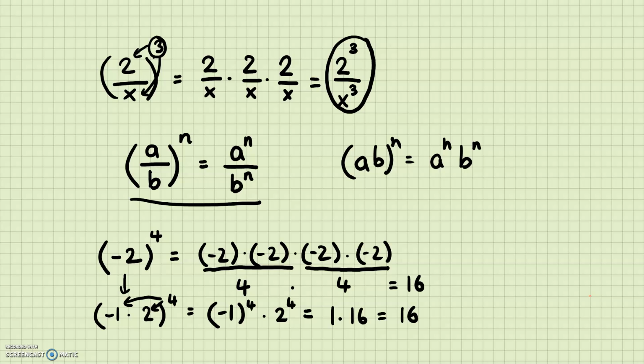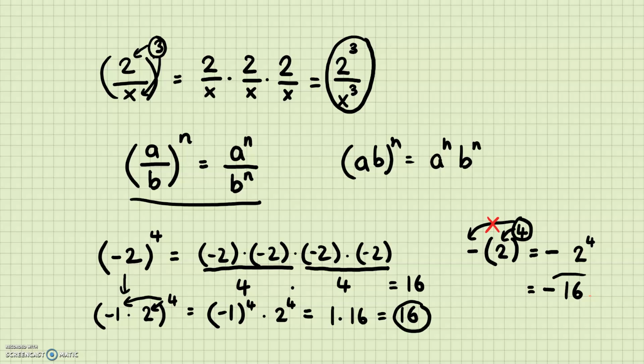However, if the negative sign is outside of the parentheses like this, our answer is going to be different. The power of 4 is only being applied to the 2 here. It's not being applied to the negative sign in the front. So when we simplify this, we have to leave the negative outside, do the 2 to the 4th power first, and then apply the negative last. So that is going to equal negative 16.